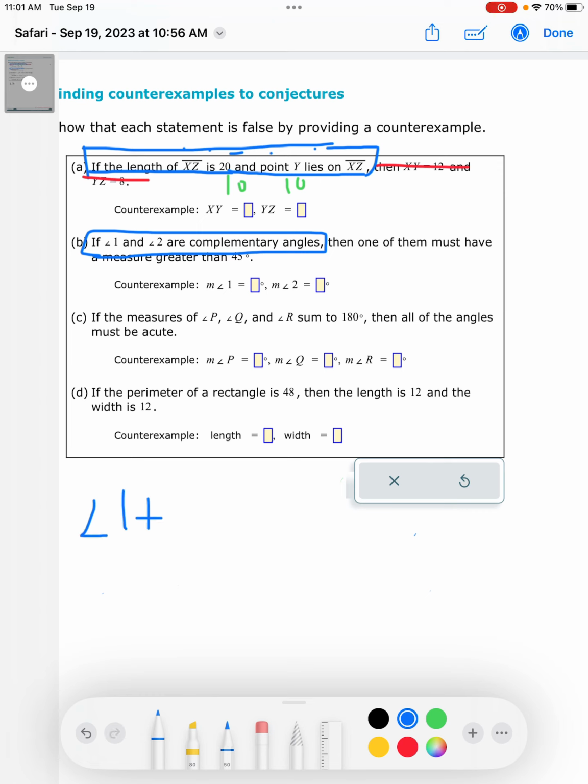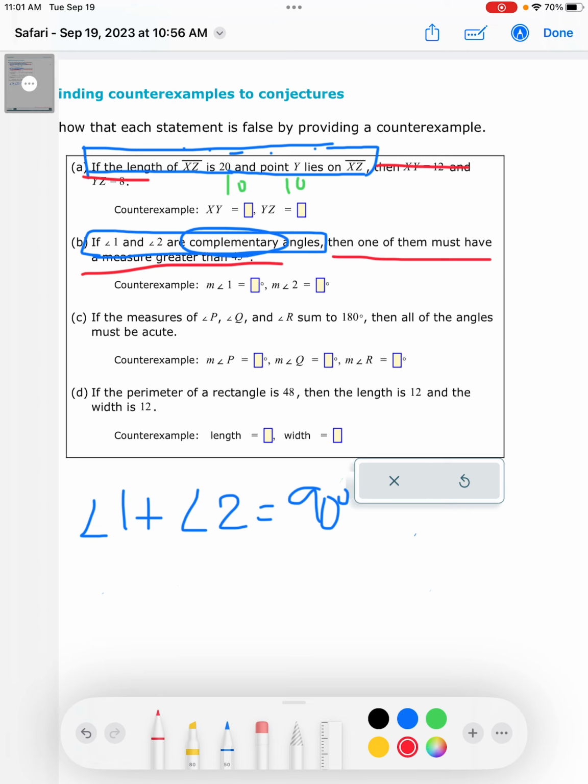Angle 1 plus angle 2 equals 90 degrees because they were complementary angles. So can I put two angles together that equal 90 degrees, but neither one of them is greater than 45? Because we're trying to break this. I don't want any of them to be greater than 45 because I'm trying to disprove this statement. I think it's false.